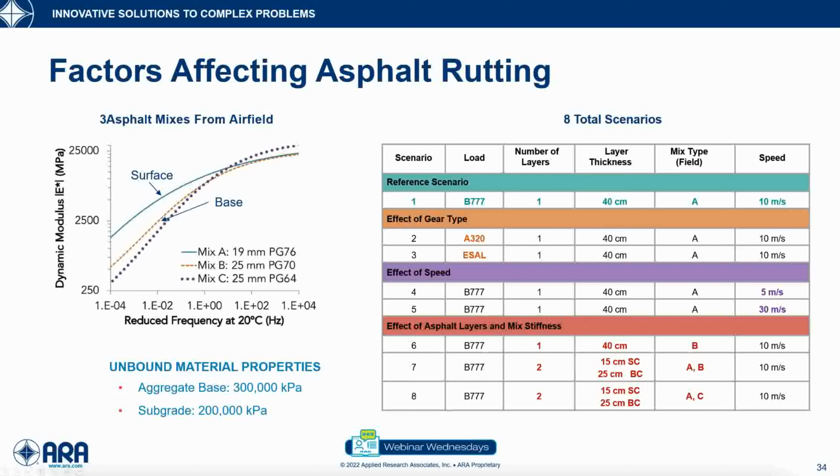I also want to see what is the effect of having multiple asphalt layers instead of one, and what is the effect of having mixes of different stiffnesses on rutting. So in one case, for the same 40 centimeter, instead of mix A, I use mix B, which is softer. And then, everything held constant, I divide that 40 centimeter layer into two layers: a surface layer, 15 centimeter, and base layer, 25 centimeter thick. I use mixes A and B respectively, and then I use mixes A and C respectively to see what is the impact of having two different mixes on rutting.